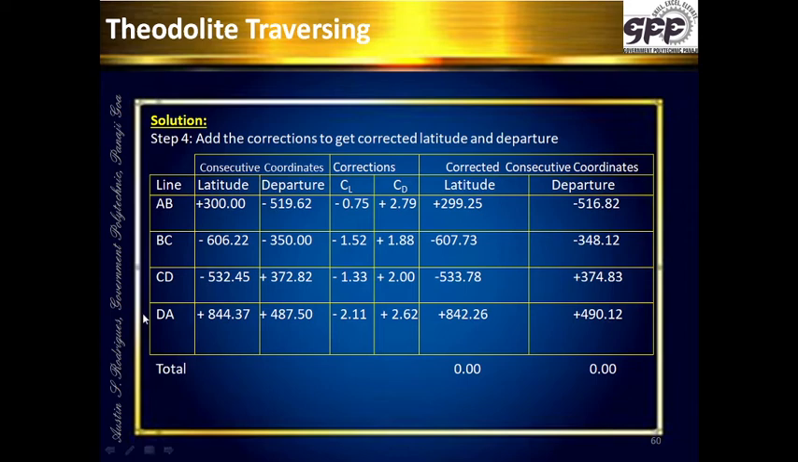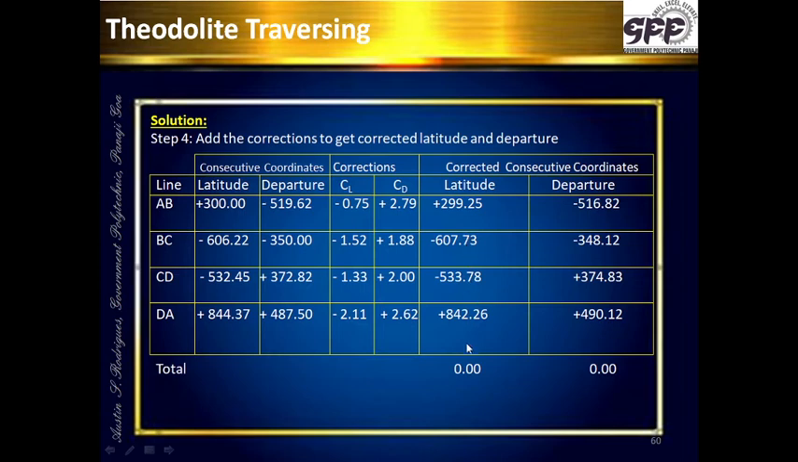374.83. Coming to the last line DA, the latitude is plus 844.37. The correction is minus 2.11. So the corrected latitude would be plus 844.37 minus 2.11. It comes to plus 842.26. Departure plus 487.50 plus 2.62. It comes to plus 490.12.